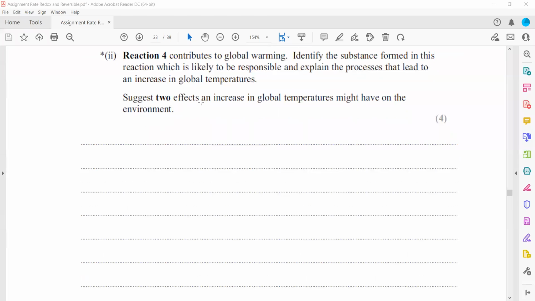Reaction 4 contributes to global warming. Identify a substance that is formed and responsible, explain the process that leads to the increase in global temperature, and suggest two effects that increasing global temperature might have on the environment.